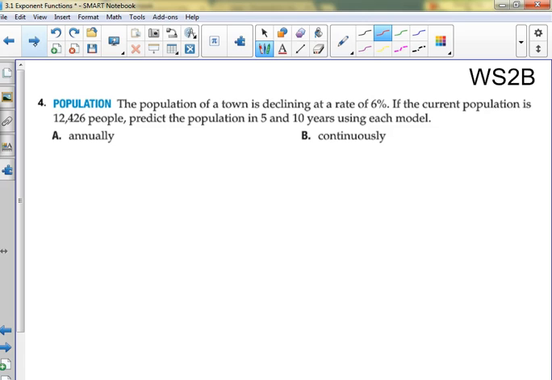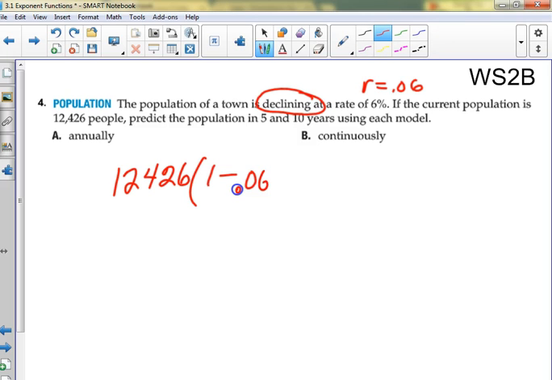Do you have this question? Okay. Population of a town is declining. Oh, first time we have to do what? So, 12,426 people declining. What am I going to do? One minus what? 0.06. Predict the population in 5 years and 10 years.